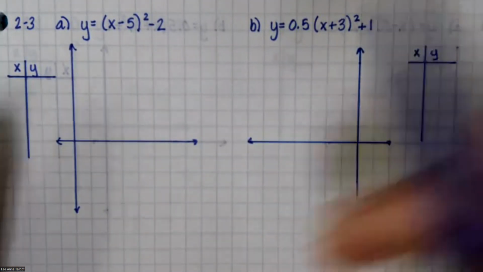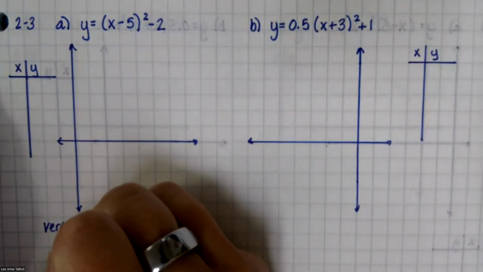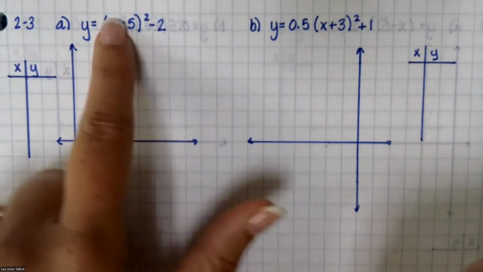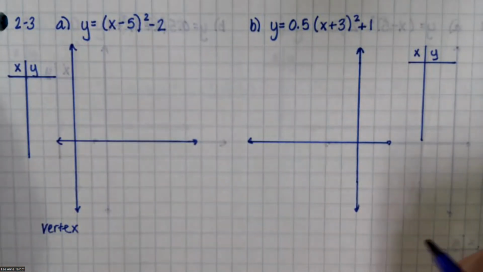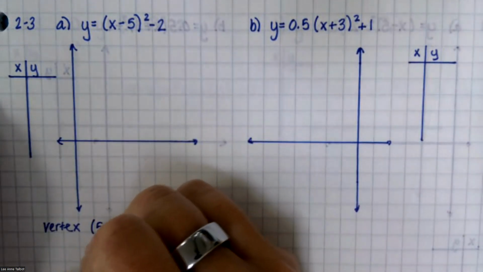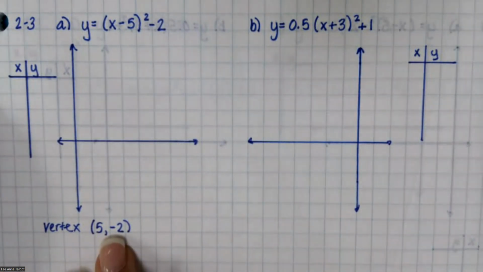Okay, so first thing I'm going to do is identify the vertex. How can I get the vertex from this? Yep, right 5, down 2. So my vertex is right 5, down 2.